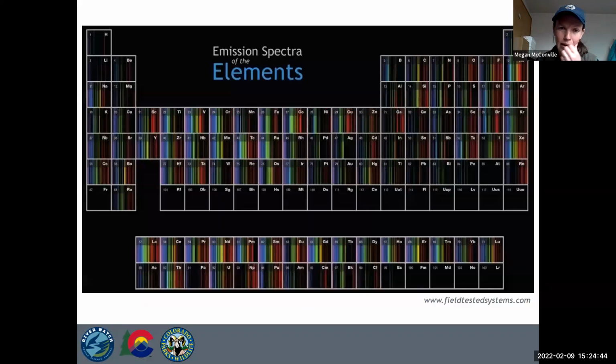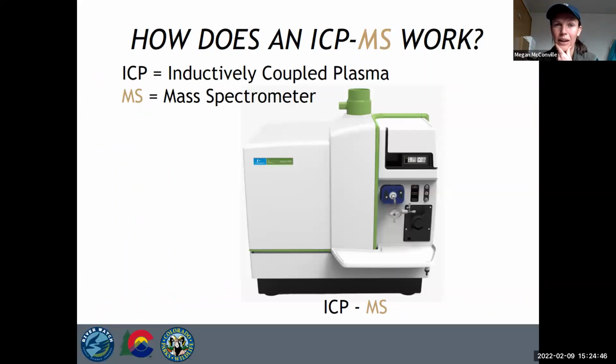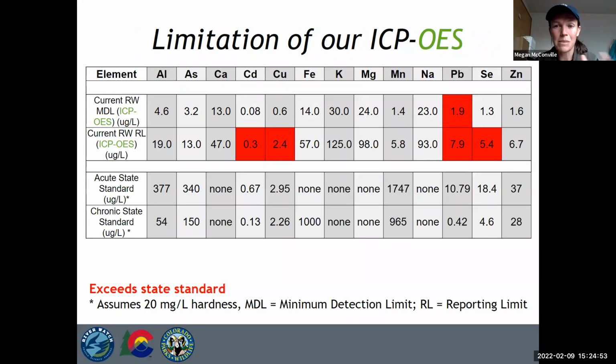All right, so what about an ICP mass spec, right? So how does this mass spec work? And hopefully we've presented what our challenge is. These red dots don't mean that any of our data is bad. It just means we want the capacity to be below these standards so that all of your data continues to be relevant for decades and decades into the future. We want to make sure that we are able to detect concentrations that impact aquatic life.